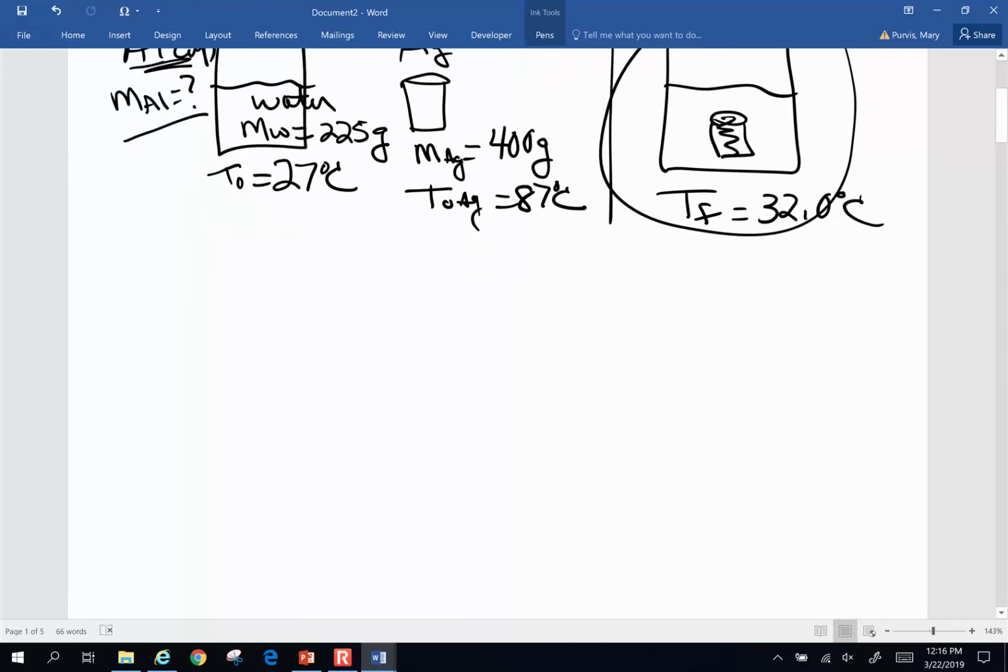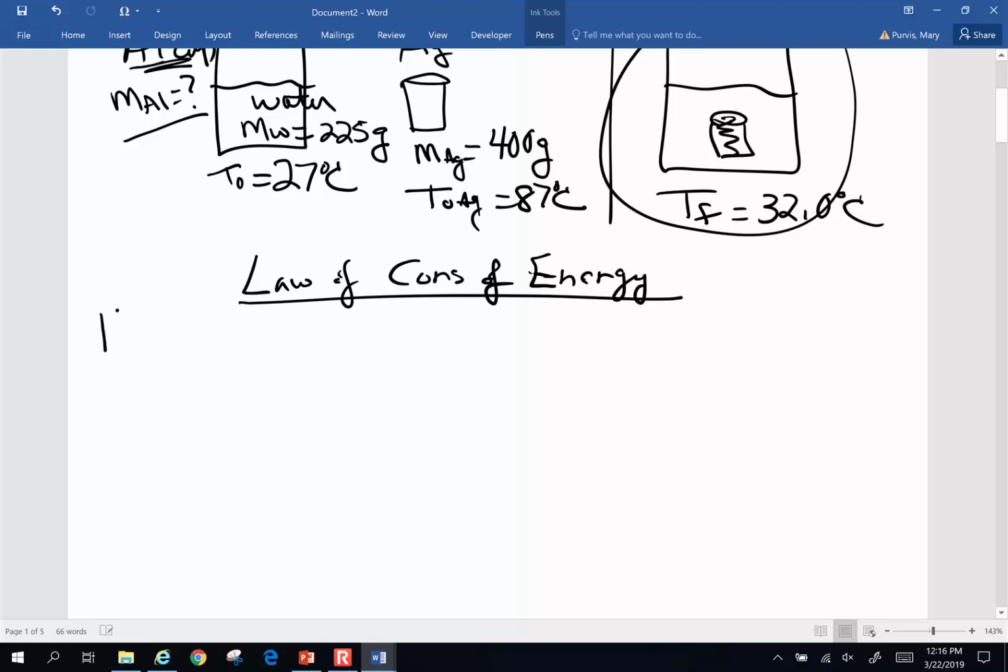We're going to use one more time the big idea, the law of conservation of energy, and we're using this applied to heat, which is the first law of thermodynamics, which is conservation of energy as applied to heat. And so the heat that is lost is going to be equal to the heat that is gained. So let's analyze the situation and see who actually has lost heat.